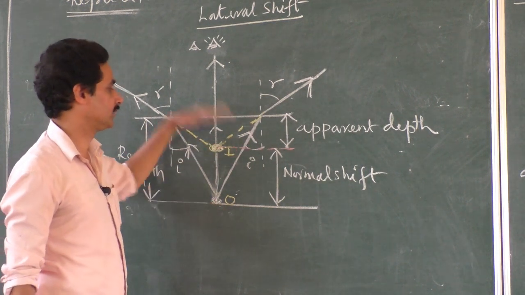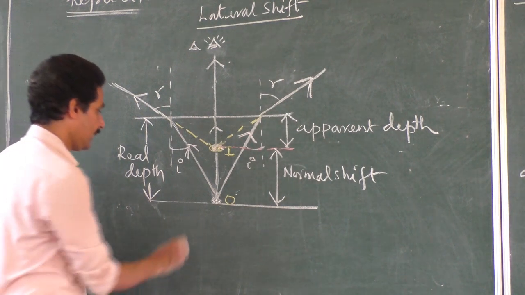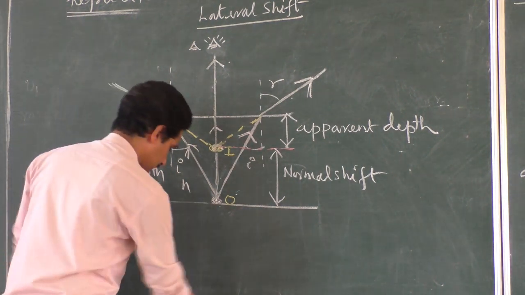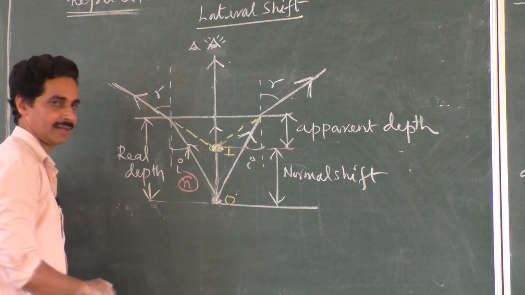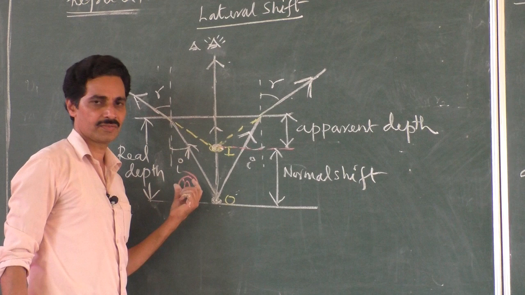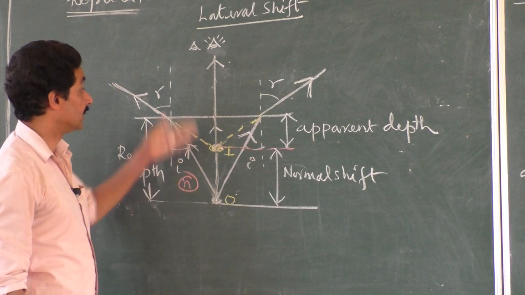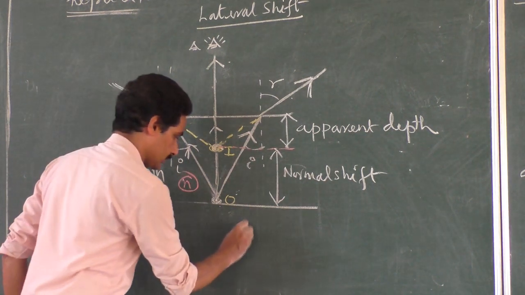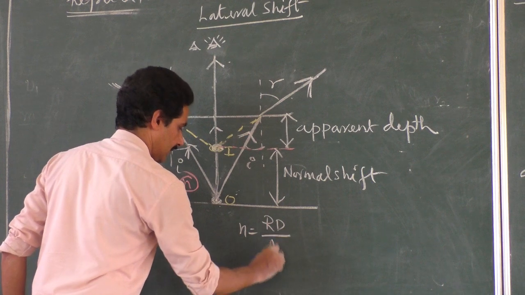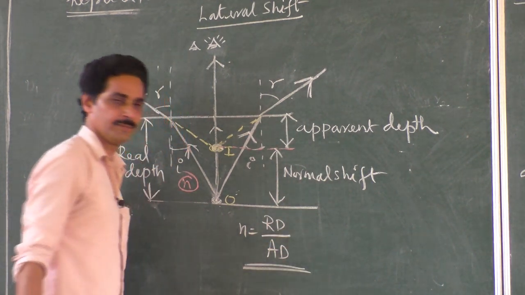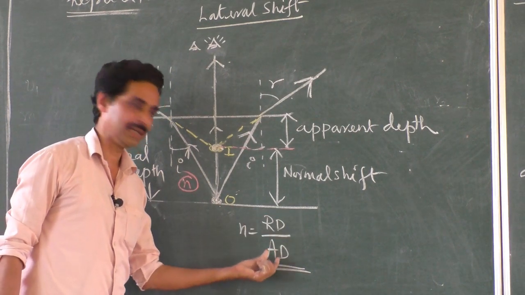And normal shift is the shift in the object position. This is normal shift. Sir, if n is the refractive index of this medium, what do you mean by n? It is the refractive index of this medium with respect to air. Say glass, what is the refractive index of glass with respect to air? If it is water, what is the refractive index of water with respect to air? Then n is equal to real depth divided by apparent depth. I don't write the full sentence. Refractive index of any medium is real depth by apparent depth.